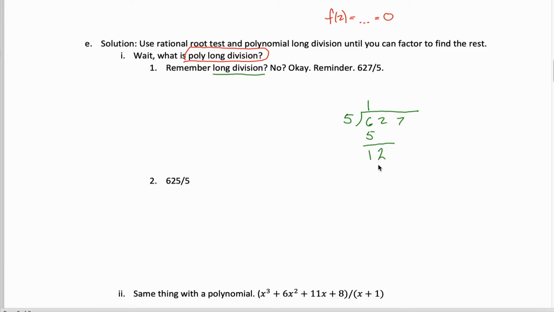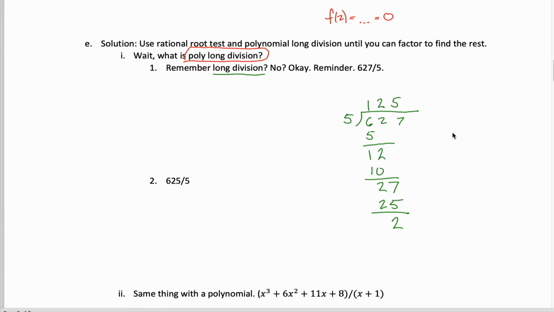And then I repeat. Now instead of figuring out how many 5s go into 6, I figure out how many 5s go into 12. Well, I could get 2 of them in there because 2 times 5 is 10. And then from this 12, I subtract this 10 and get a 2. And I bring down the next column, a 7. Then I repeat again. I try to figure out how many 5s I can get into not 6 or 12, but 27. Well, I could get 5 in there because 5 times 5 is 25. And when I subtract 27 minus 25, I'm left with 2.